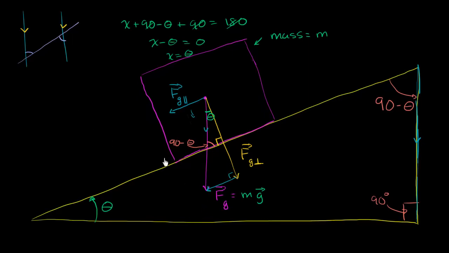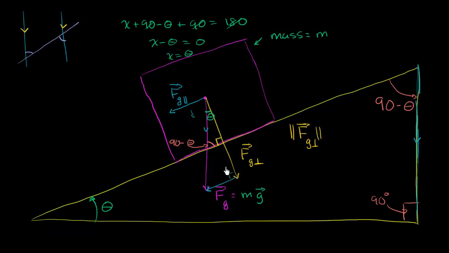So the magnitude, let's think about it a little bit. The magnitude of the perpendicular force due to gravity, or I should say the component of gravity that is perpendicular to the ramp, the magnitude of that vector, a lot of fancy notation, but it's really just the length of this vector right over here.